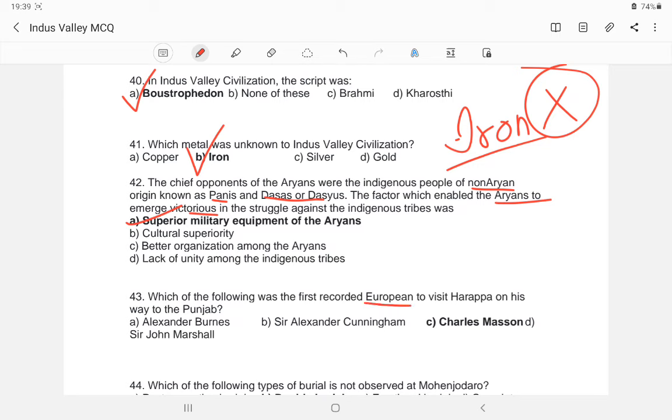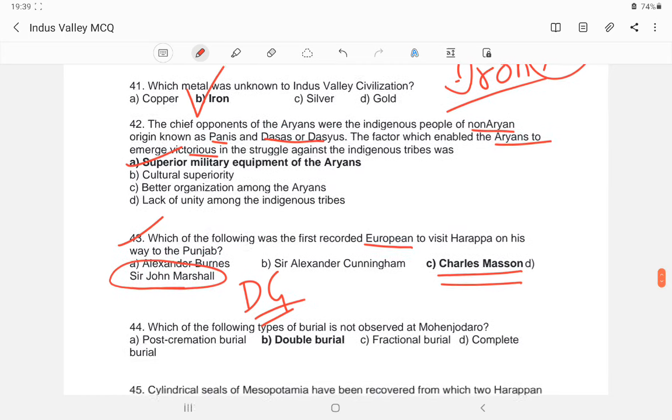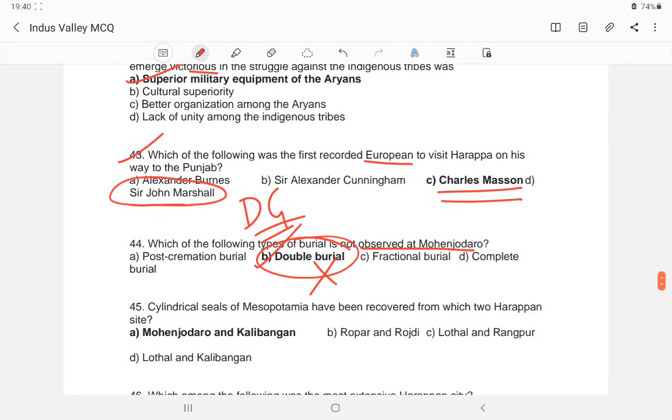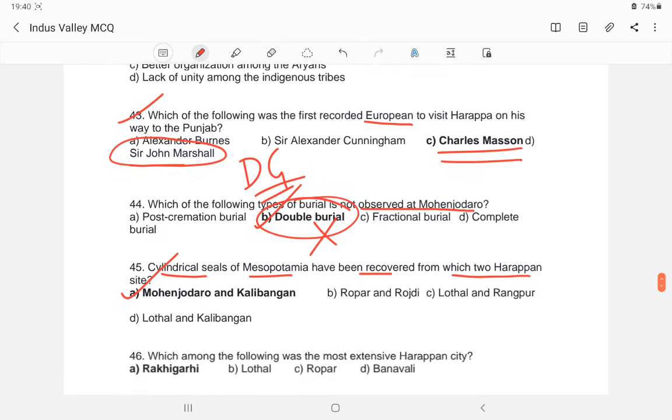Which of the following was the first recorded European to visit Harappa on his way to Punjab? Charles Masson visited it and first recorded it. Sir John Marshall was the Director General of the Archaeological Survey of India who discovered the Harappan civilization. Which of the following types of burial is not observed at Mohenjo-daro? At Mohenjo-daro, double burial was not found. Cylindrical seal of Mohenjo-daro has been recovered from which two Harappan sites? It is Mohenjo-daro and Kalibangan.